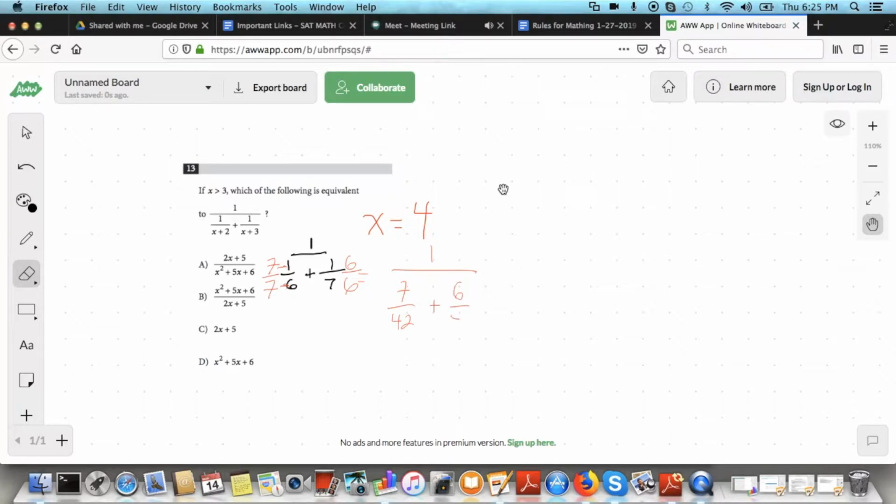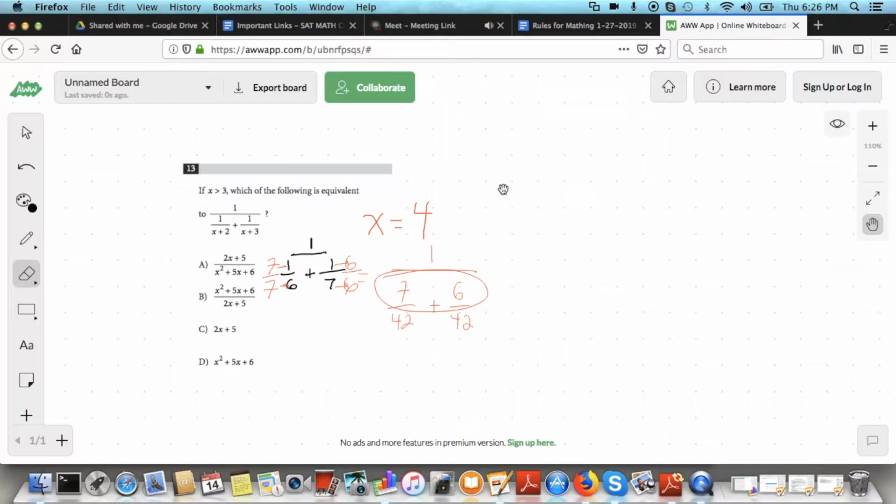Because again, when we're multiplying fractions, we multiply across the numerator and across the denominator. You can't do that with adding fractions. We wouldn't add 7 plus 6 and add 42 plus 42. The next step is to add those fractions, which we can do now that we have a common denominator. When you add fractions with a common denominator, you just add the numerators. You leave the denominator as it is.